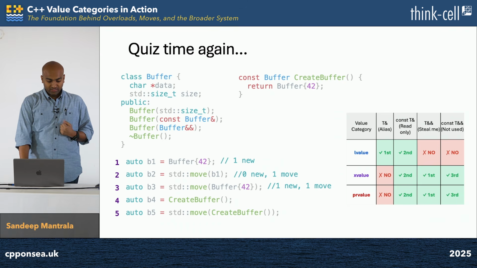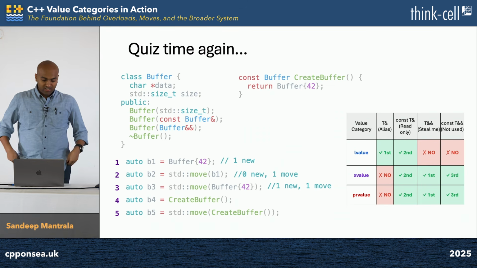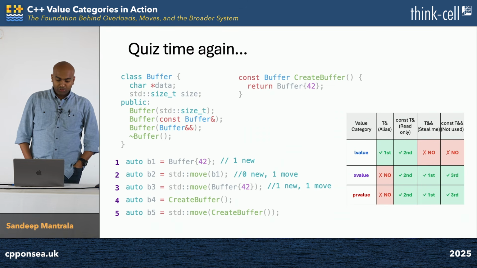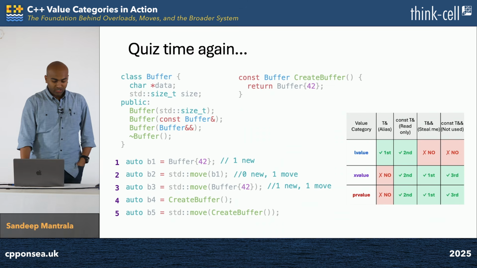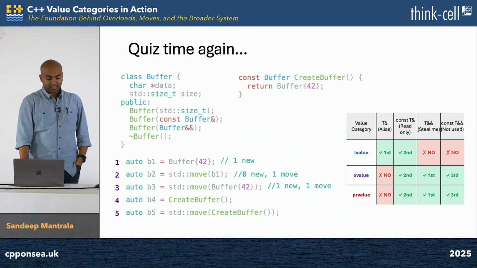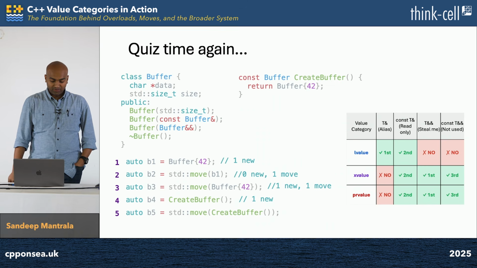Number 4, we have create buffer. The definition of create buffer is on the right. So we're returning a const. What would happen in line number 4? Yeah, just one. Const wouldn't do anything crazy here. 5 is interesting. What would happen here?